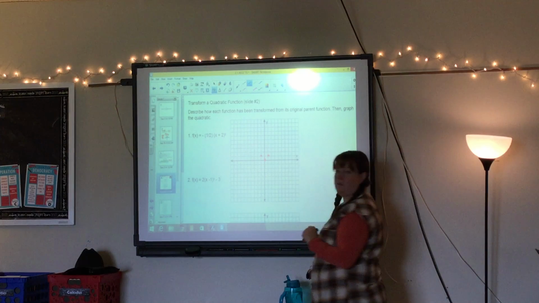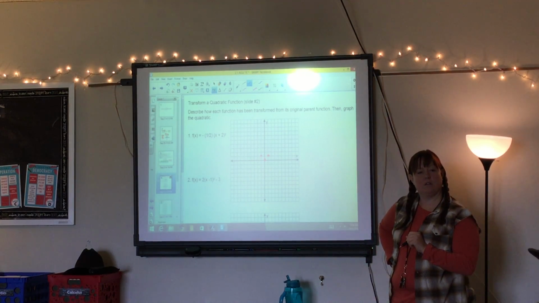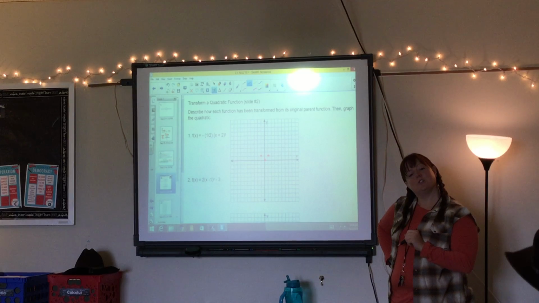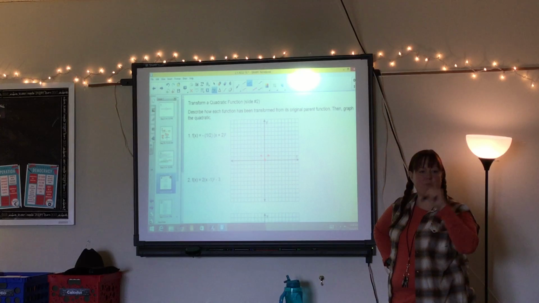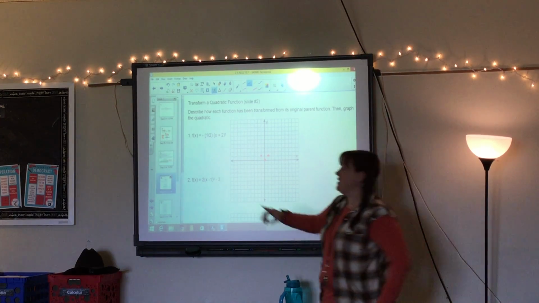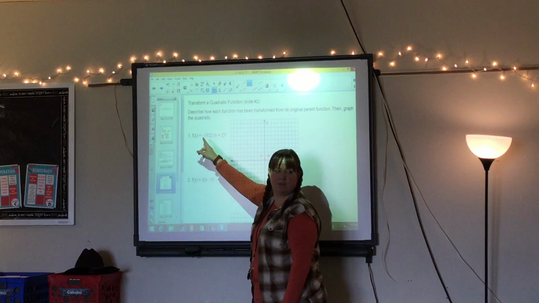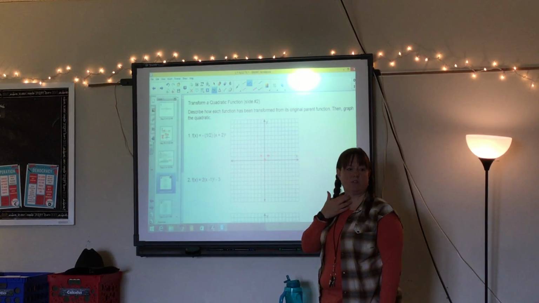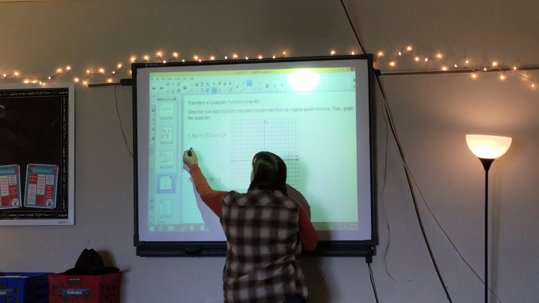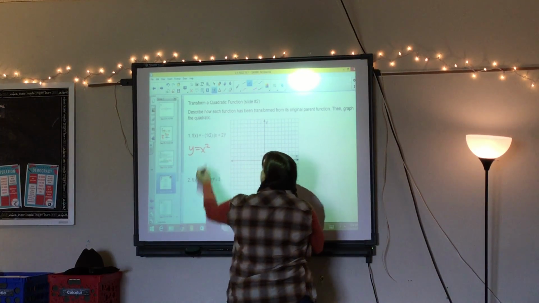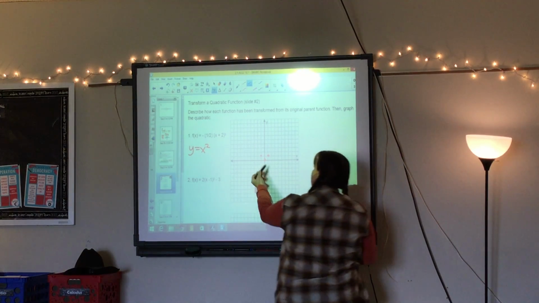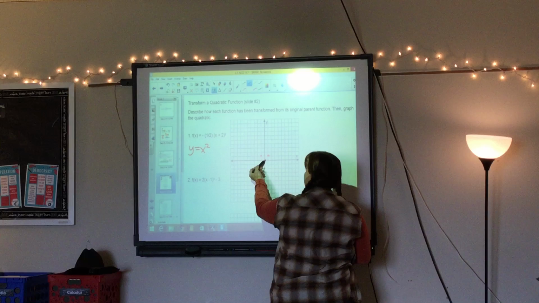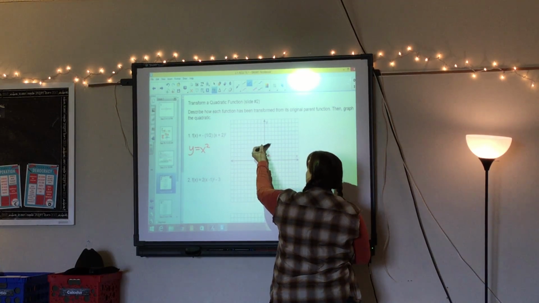The 1 over 2 will tell us the stretch or compression, so we'll look at that later. First we're going to graph the parent function. Right now I'm just graphing y equals x squared, because that's our parent graph, and then we're going to transform it. So our parent function goes up 1 over 1, and then up 4, 1, 2, 3, 4, and over 2.